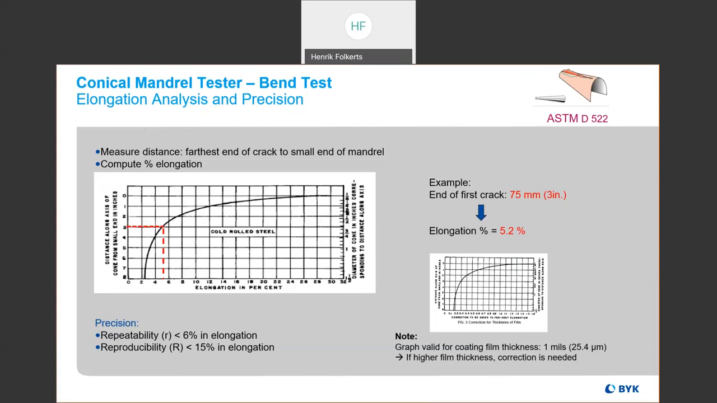But please keep in mind, this graph is valid for coating film thickness up to 25.4 microns. If the thickness is higher, a correction is needed. For this, the ASTM also has a second data table, this one. The precision and bias statement according to ASTM is for repeatability smaller than 6% in elongation, and for reproducibility smaller than 15% in elongation.